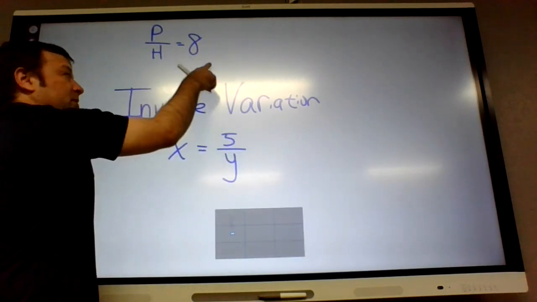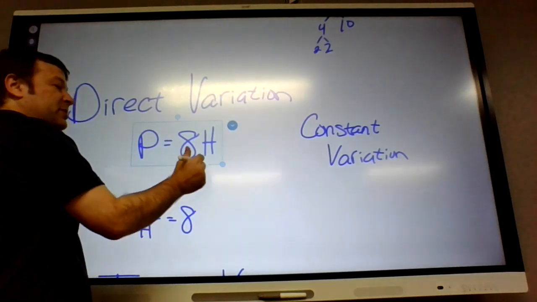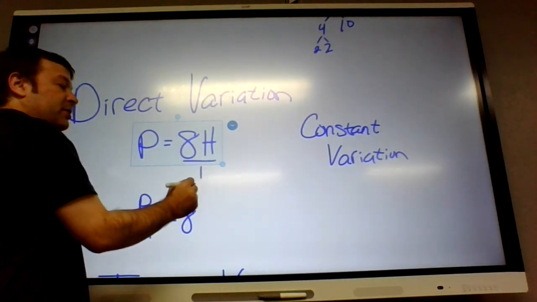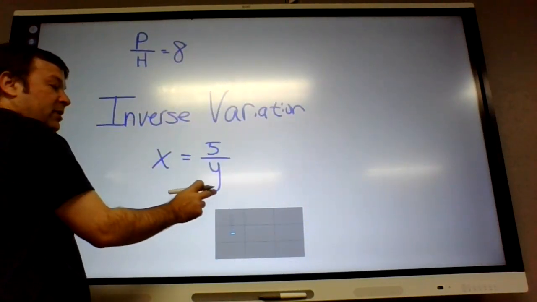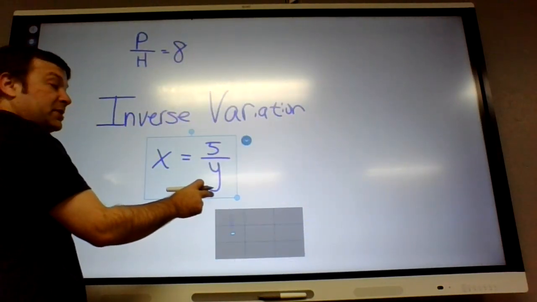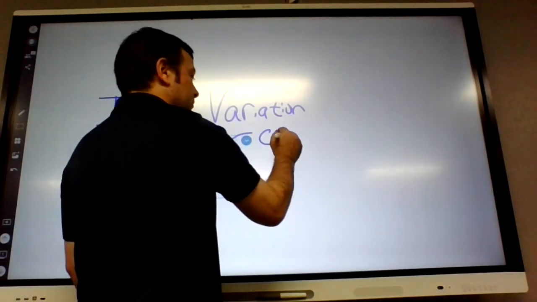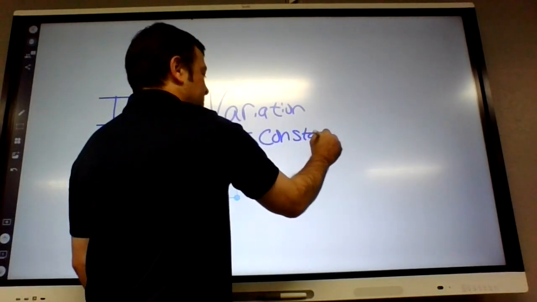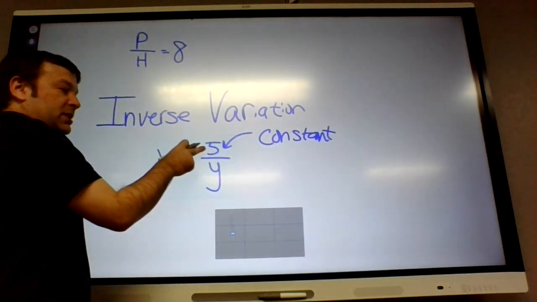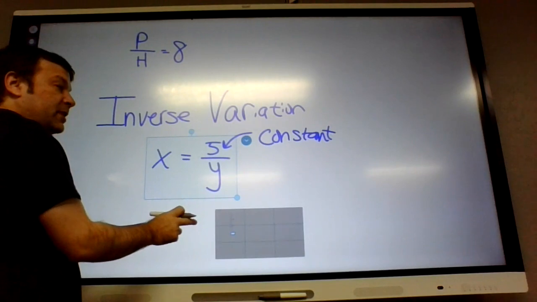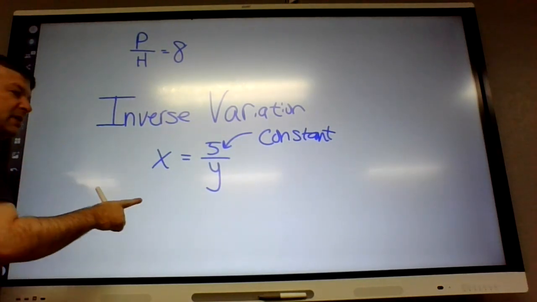Unlike the last one, where the variables were both on the top, you could think of this as over 1, with the variables in the numerator. But on this one, one of the variables is in the denominator. This is the constant of variation. Constant is just a fancy way of saying a number that we know what it is. It's constant because it's always worth 5. Variables just means letters.